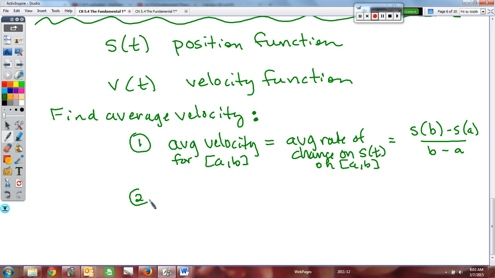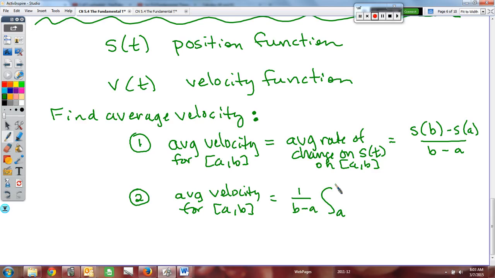But there's now a second way to find it. I can find average velocity for the interval a to b by taking the actual velocity function and finding the average of the velocities. I can do that by doing 1 over b minus a, the definite integral, a to b, of v of t dt. I can find the average velocity by finding the velocity function and then taking the average.